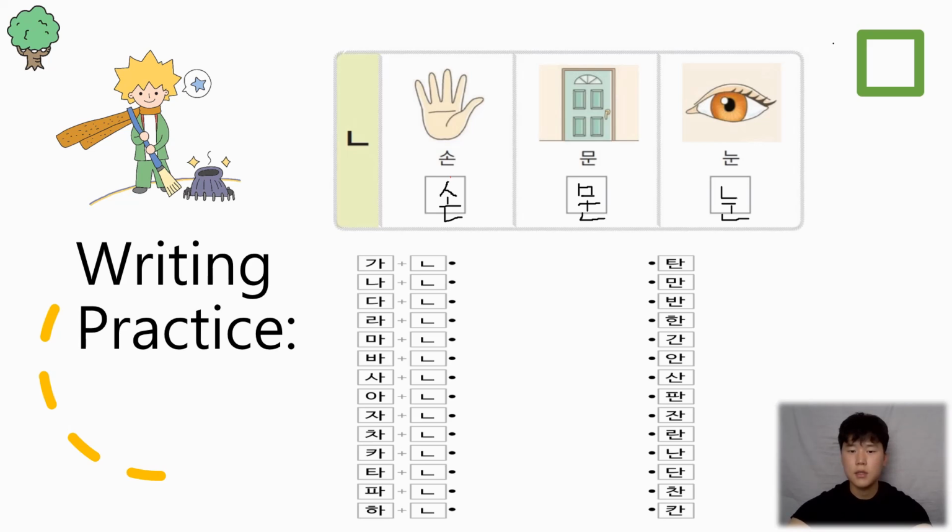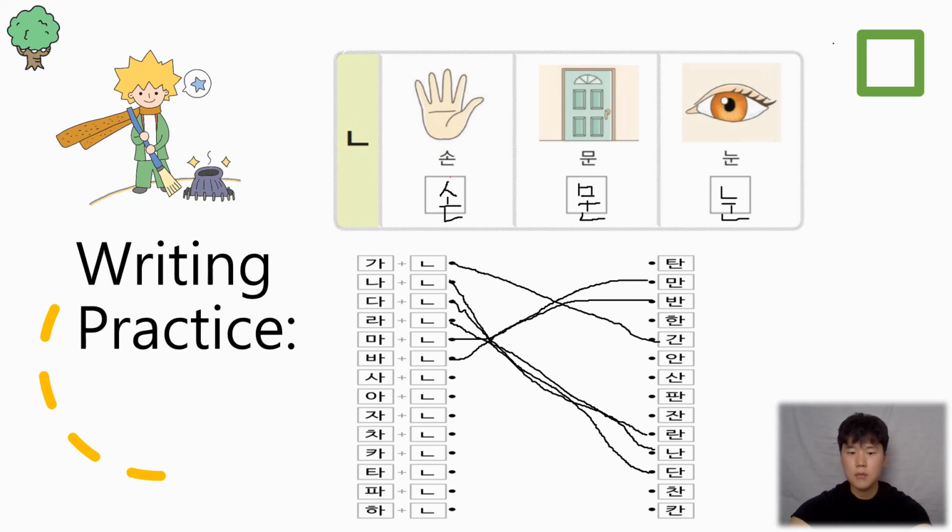가 plus 니은 becomes 간, which is right over here. 나 plus 니은 becomes 난, which is all the way down there. 타 plus 니은 becomes 탄, right below 난. 라 plus 니은 becomes 란, yes. 마 plus 니은 becomes 만. 파 plus 니은 becomes 판.